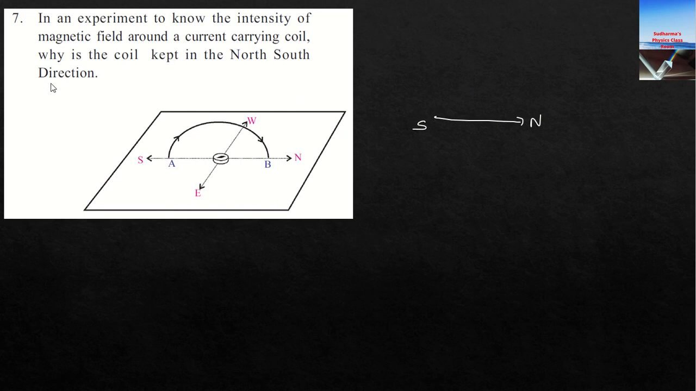If you keep this coil in any other direction and if you use the same compass needle, that may affect the result of the experiment, because whenever we do the experiment, the influence of the Earth's magnetic field is always there. So to avoid the effect of the Earth's magnetic field in the experiment, we are going to keep this coil in the north-south direction. Otherwise the Earth's magnetic field will affect the deflection of the compass needle. That is the answer. 8th question.